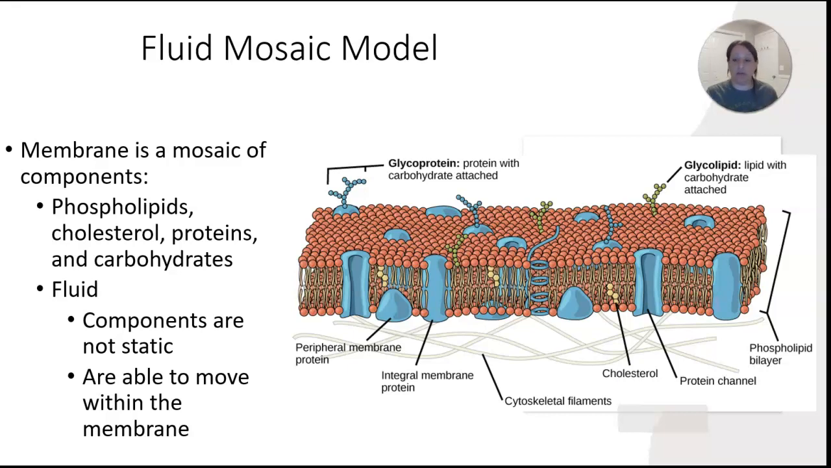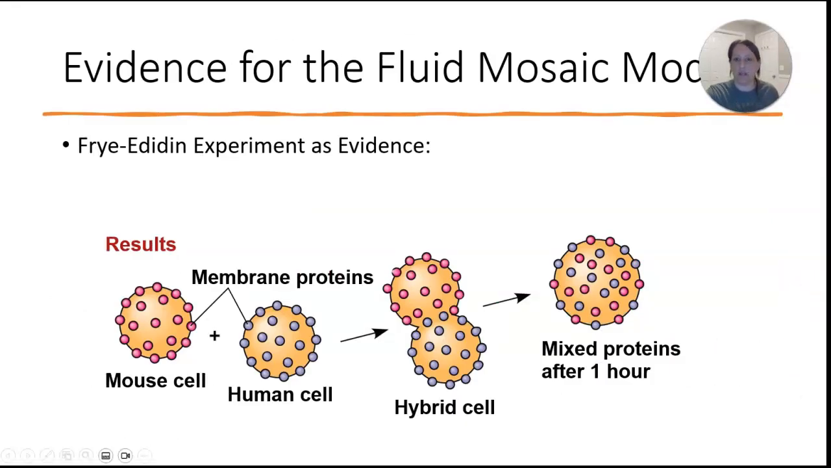And so lipid molecules will move to the left, to the right, forward and backwards. They may even flip-flop. They may go from the exterior of the membrane to the interior of the membrane. Right? And protein molecules, same thing, they can move around. Okay? So that's the model that's still accepted today, the fluid mosaic model. Let me just show you one more piece of evidence to support this model.